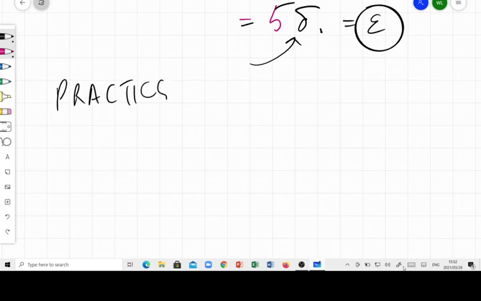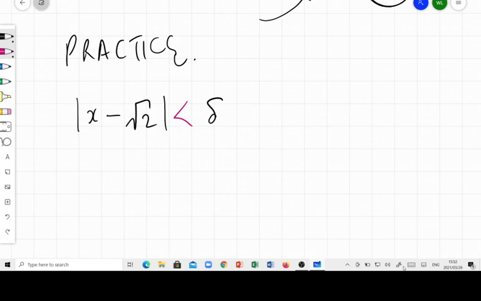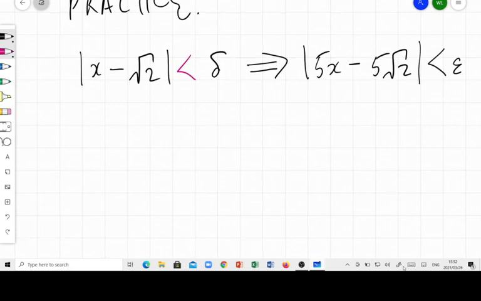What happens in practice is that, remember that in the general case, it was given that x, which plays the role of the 1.4, deviates at most from the square root of 2 by delta, then how much does 5x deviate from 5 square root of 2? So this was a natural way to look at it.